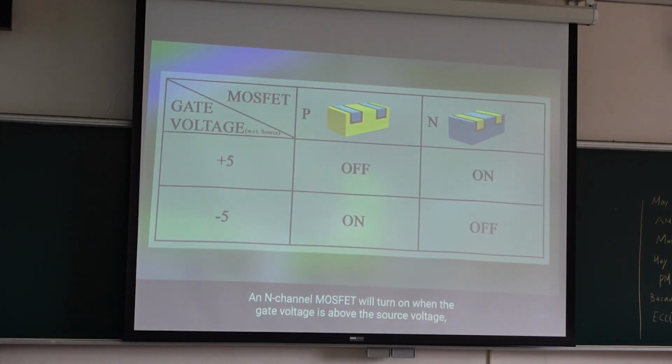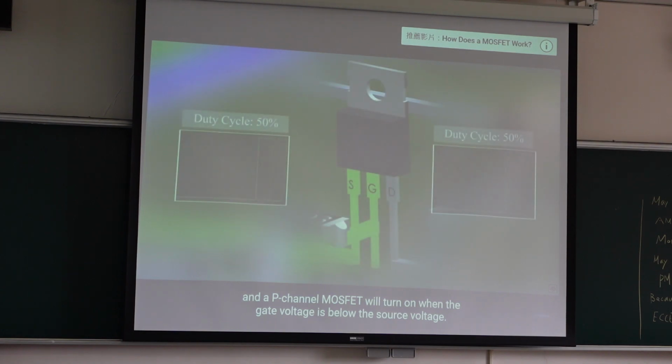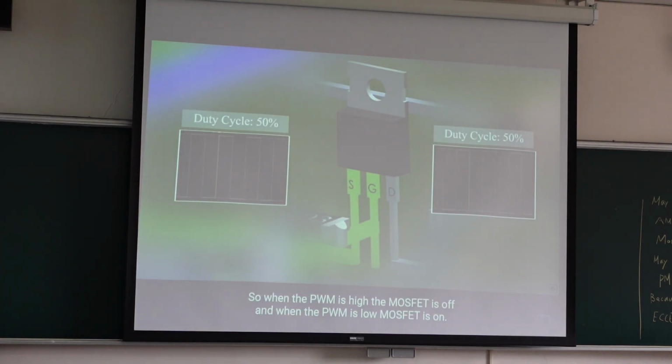An N-channel MOSFET will turn on when the gate voltage is above the source voltage, and a P-channel MOSFET will turn on when the gate voltage is below the source voltage. So when the PWM is high, the MOSFET is off, and when the PWM is low, the MOSFET is on. Hence, the duty cycle of PWM and MOSFET are opposite. As one increases, the other decreases.